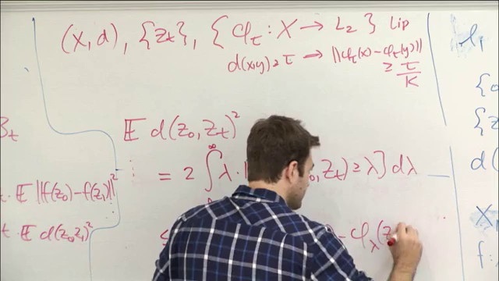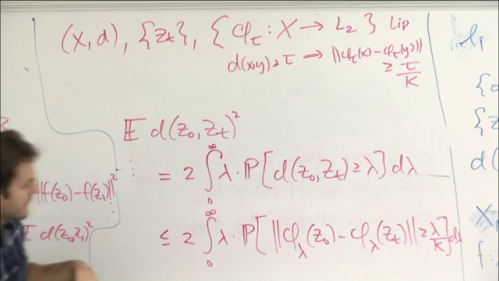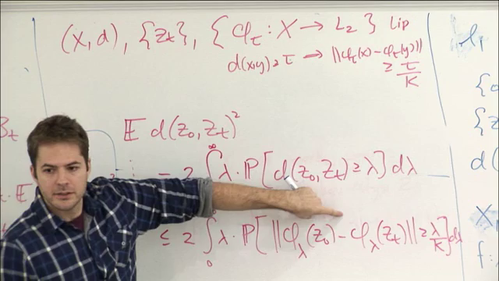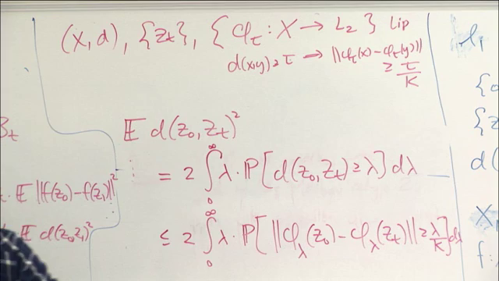And I have a k here. Okay, so here I've just used the property that when this is big, it implies that this is big. When this is bigger than lambda, it implies this one's bigger than lambda over k. Now I know that for every lambda, all right, I'm using lambda, so let's put lambda.